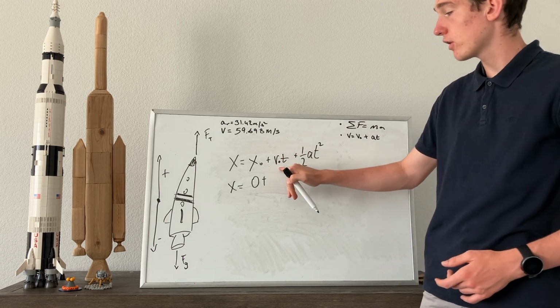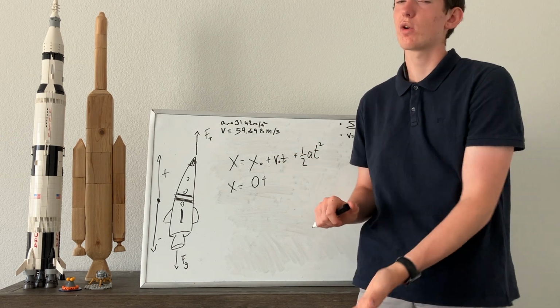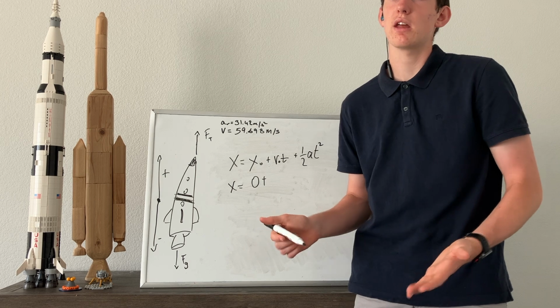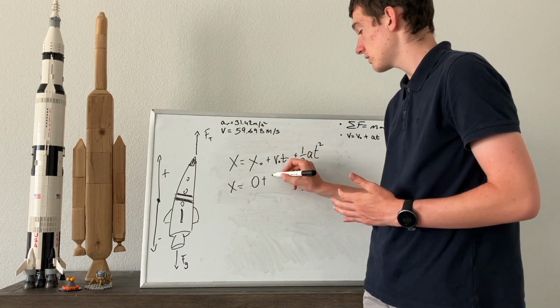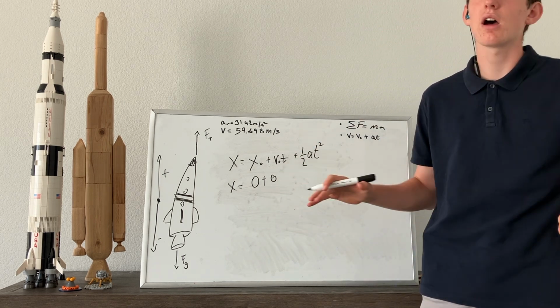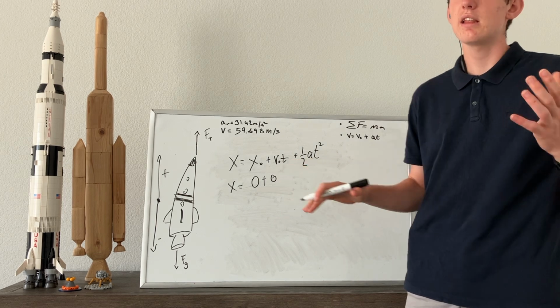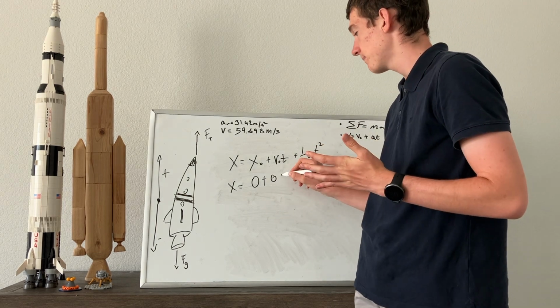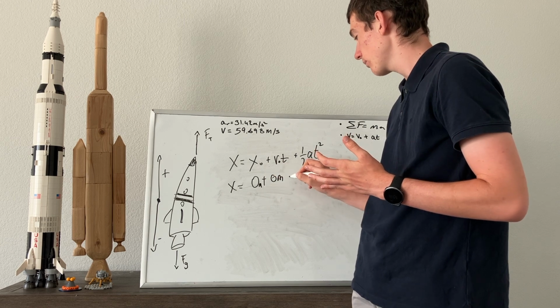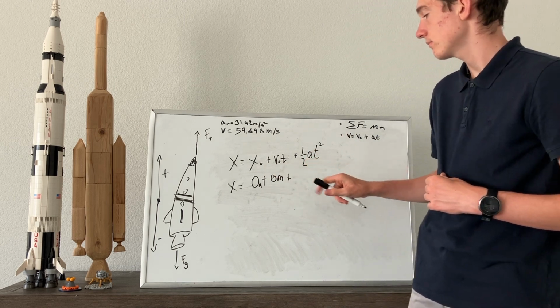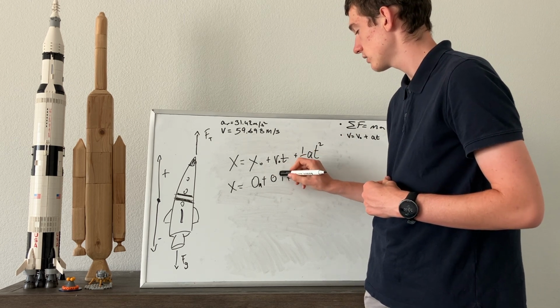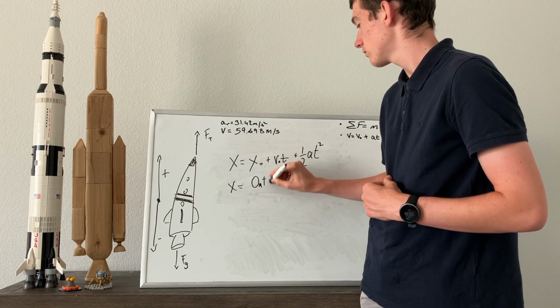Plus v naught. Like in the previous equation, the rocket starts off on the launch pad not moving, so it's also 0. And anything times 0 is 0, even the burn time, like we did last time. So we're just going to keep it like that. It'll be 0 meters. I should probably put units. Plus, that's fine. We don't need units.